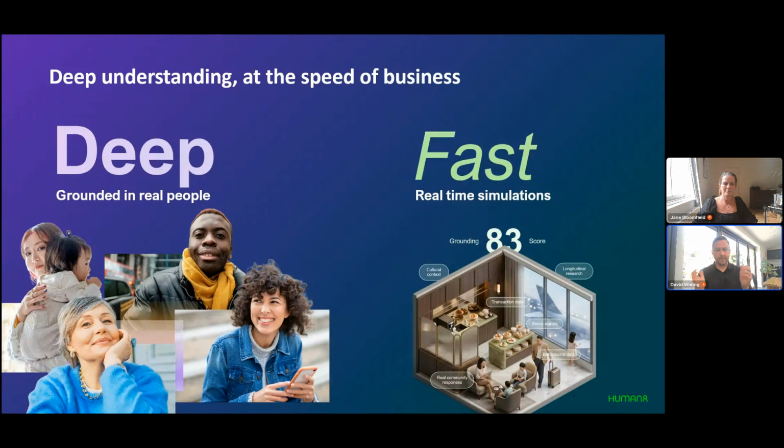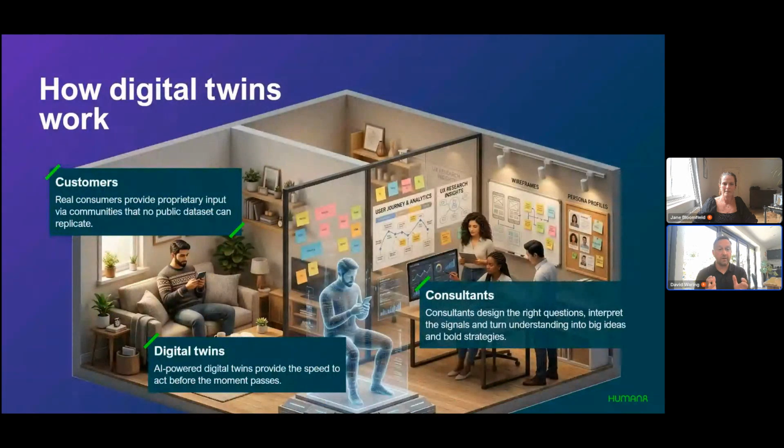So how do they work? There are different ways to collect the primary data of your customers or target, but ideally the best way from our perspective is doing it via a community. So that's going to provide proprietary data that no public data set can replicate. And then the individuals that we've done that initial work with, we then create digital twin versions of that are going to then give you the speed to act before the moment passes. And along the way, all the time, you have consultants from Humanate who are helping design the right questions, interpret what the signals are saying, and turn that understanding into big ideas and bold strategies.